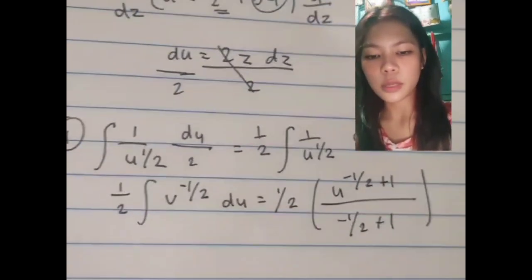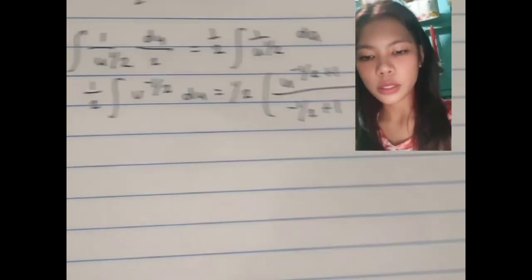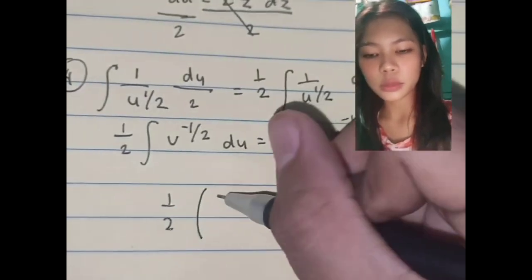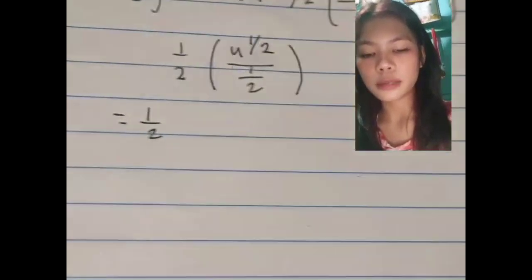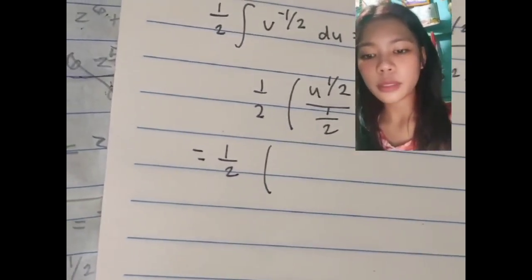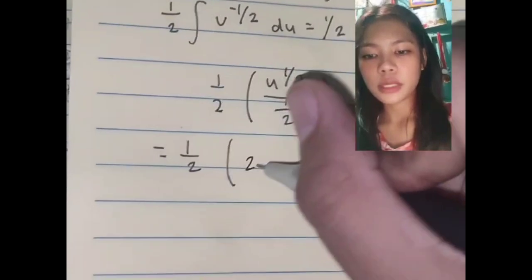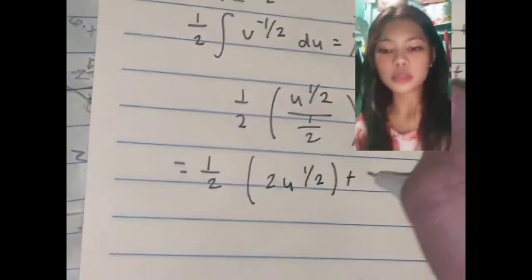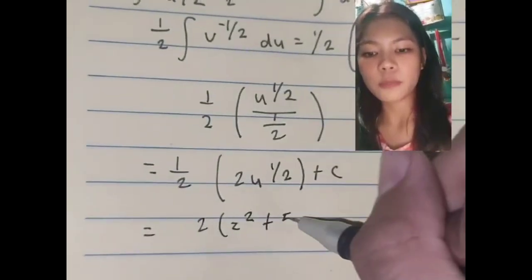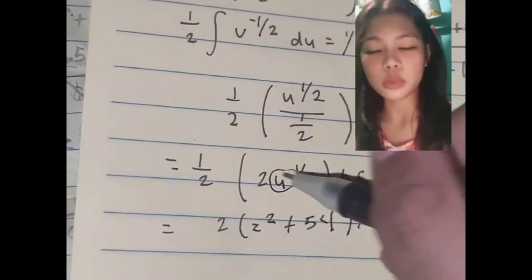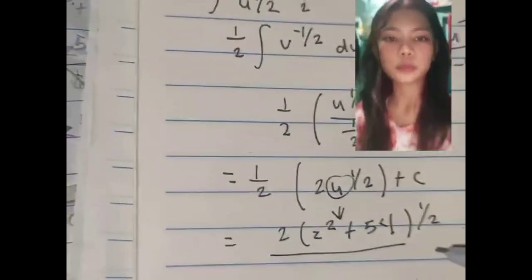So it's equal to 1/2, then u, then the exponent, which is negative 1/2 plus 1, will become the denominator. So negative 1/2 plus 1 is equal to 1/2, over 1/2. Now we will just write the 1/2 and the quantity 2u raised to 1/2, plus c. So it becomes 2 times the quantity u, and we can substitute it back to its original form, which is z squared plus 54 raised to 1/2 over 2 plus c. Since they both have 2, we can cancel it. So that's the answer.